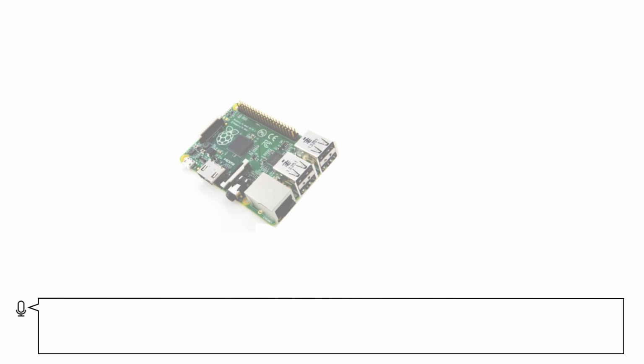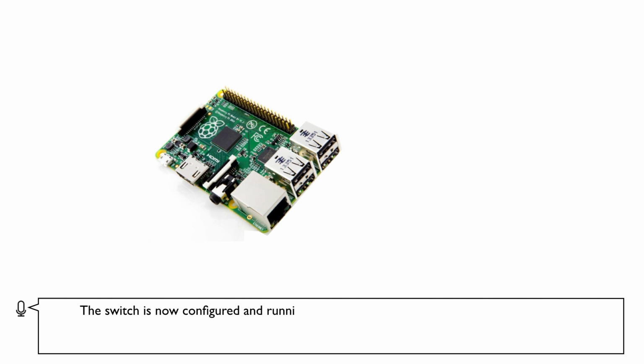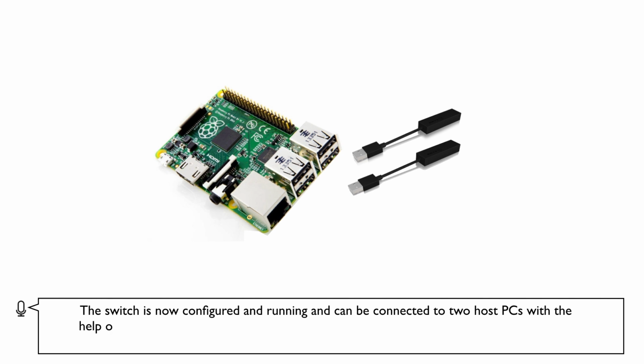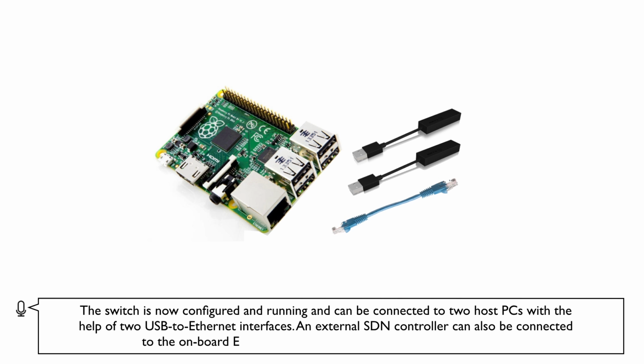The switch is now configured and running and can be connected to two host PCs with the help of two USB to Ethernet interfaces. An external SDN controller can also be connected to the onboard Ethernet interface to enable intelligent networking on a third PC.